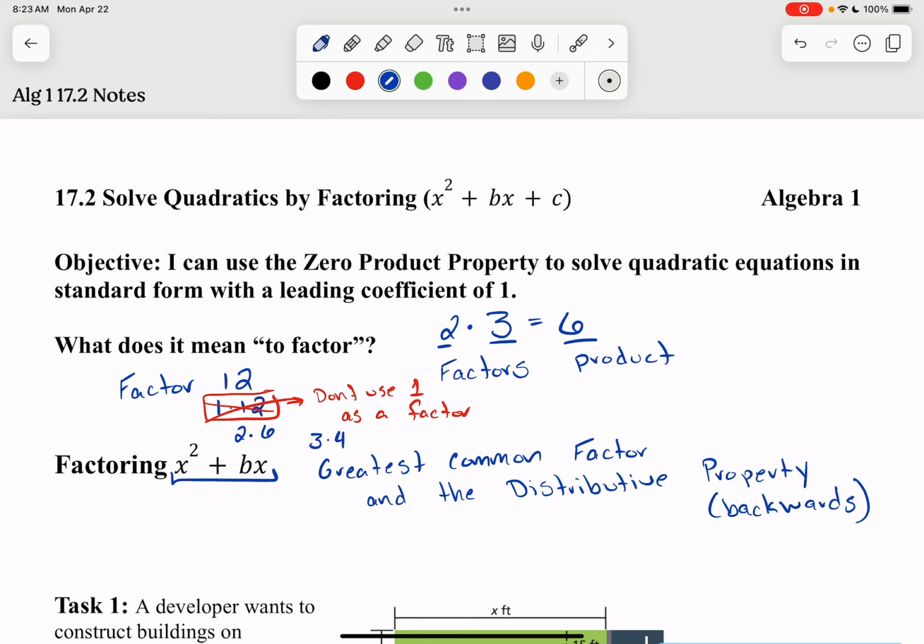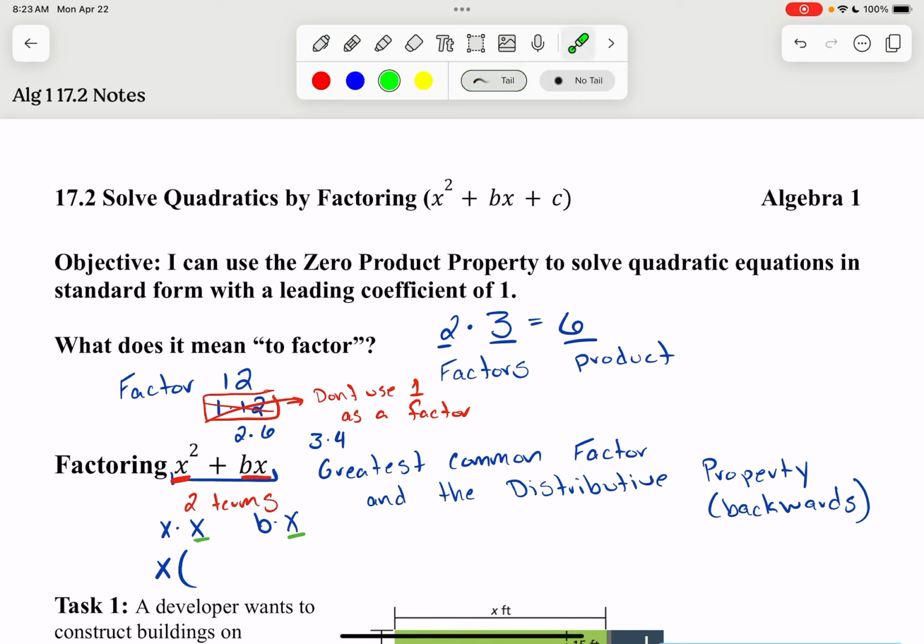Okay, so this has two terms. It has an x squared and a bx. There are my two terms. But these terms have a factor in common, because the first term is an x times an x, and the second term is a b times an x. If you notice, they have an x in common. That is a common factor. So I can use the distributive property backwards and write the x out front.